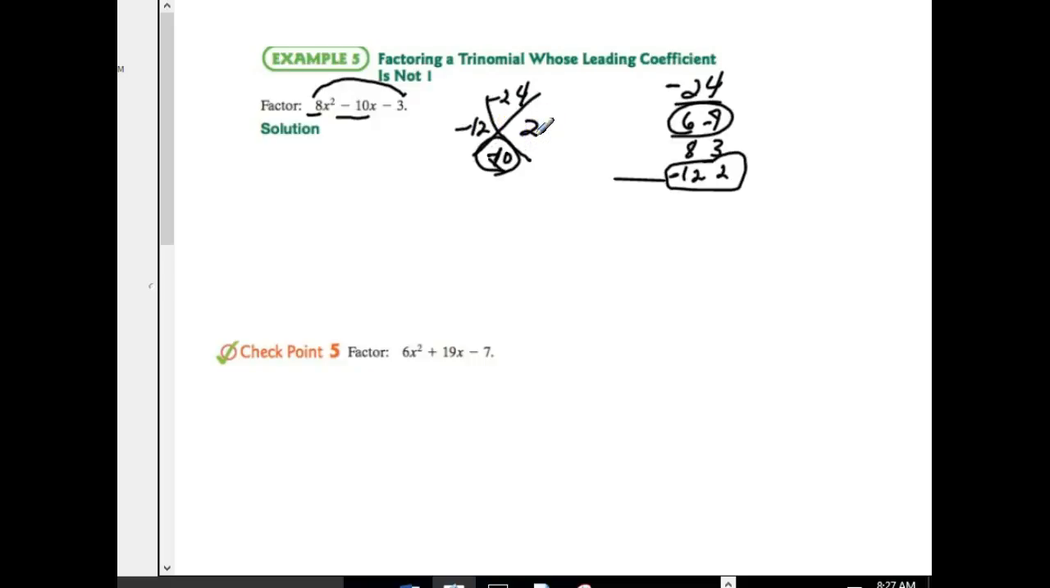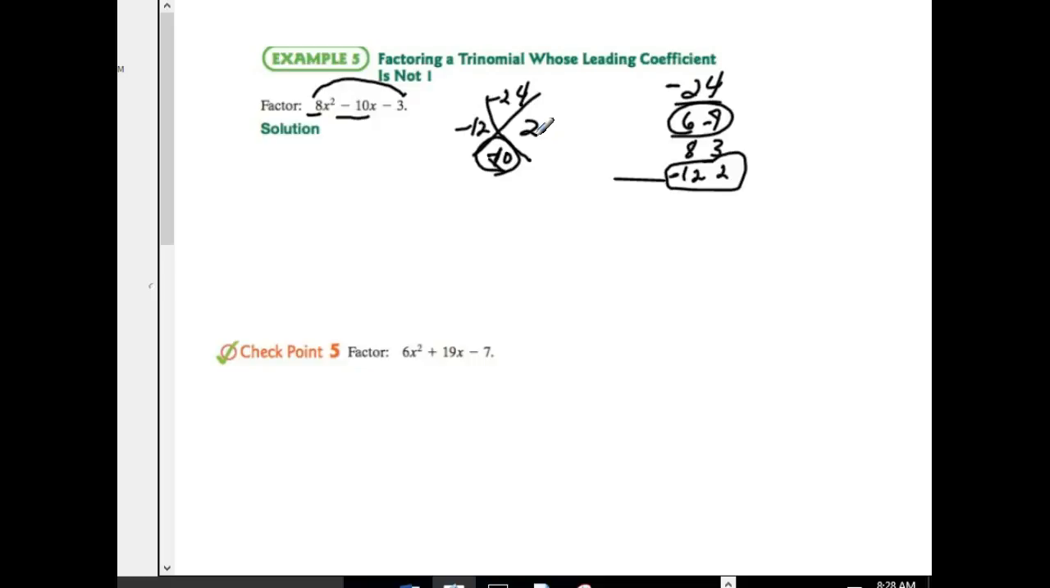Okay? So that's the first thing that you do, is you multiply the first and the last term together, which is negative 24. You're looking for two numbers that multiply together to be negative 24 that add up to be the middle number in your trinomial, which in this case is negative 10. And that just so happens to be negative 12 and 2.